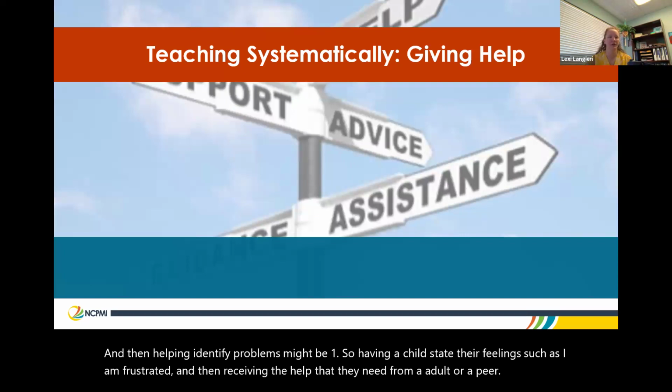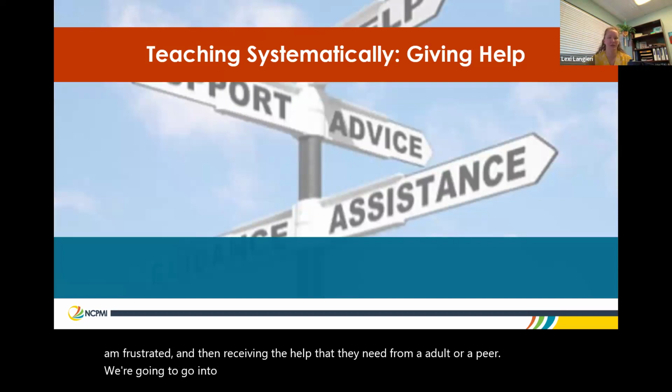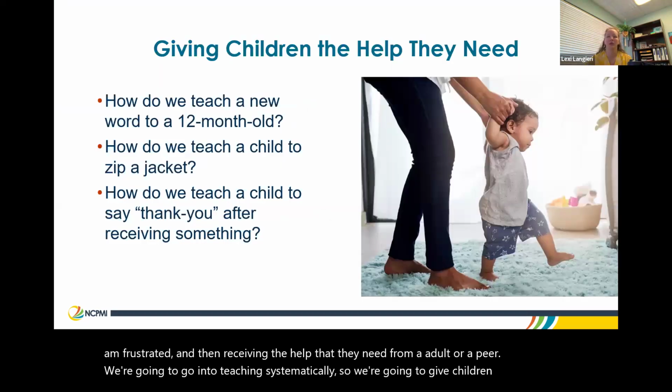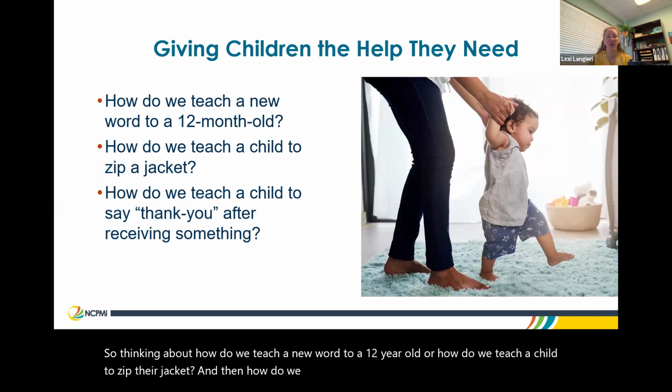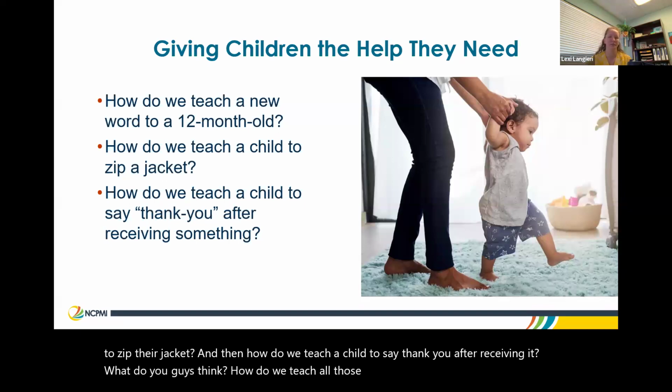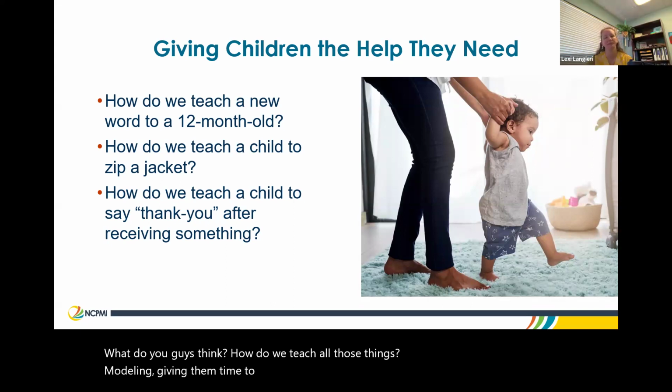We're going to go into teaching systematically. So we're going to give children help. So thinking about how do we teach a new word to a 12-year-old, or how do we teach a child to zip their jacket? And then how do we teach a child to say thank you after receiving it? What do you guys think? How do we teach all those things? By modeling. Yeah, modeling, giving them time to practice. Thanks, Miss Gloria.